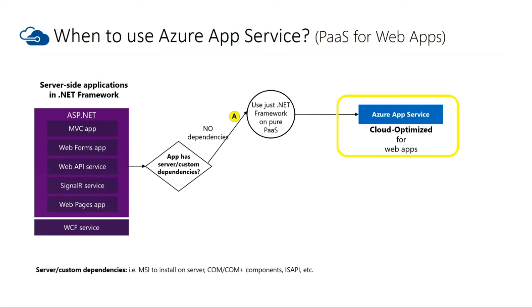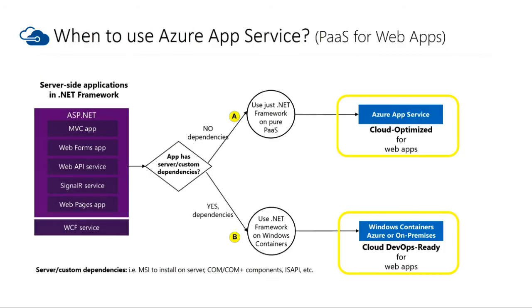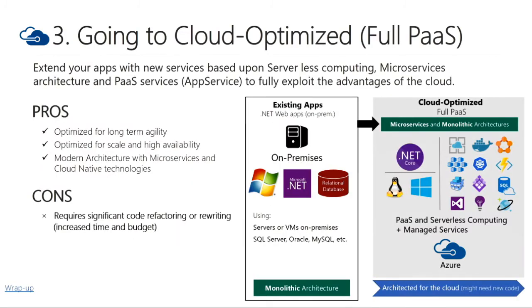Having said that, if your app does have dependencies that need to be installed and so on, then a different choice is what we recommend, which is the Windows container approach that we just demoed at length. So that's how we're thinking about Azure App Service. We welcome any questions at the end. But essentially, that's the story we have for Cloud Optimized.